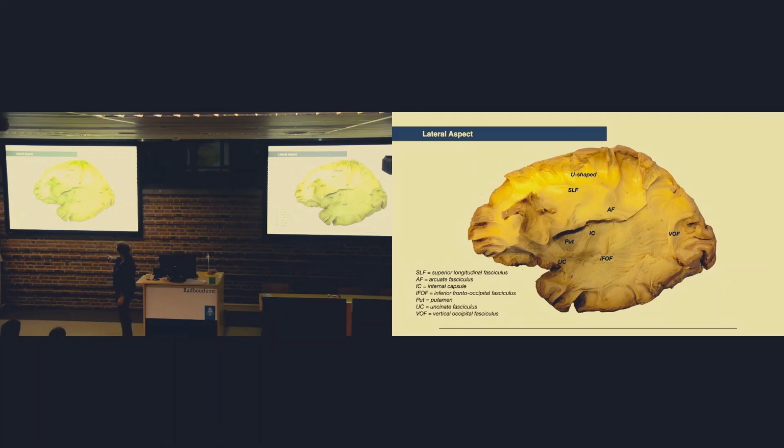Then we have the inferior fronto-occipital fasciculus that goes all the way from the frontal lobe through the external extreme capsule here, which is a bottleneck area, and then it nicely fans out into the occipital lobe. Then here we have the uncinate. Uncinate means hook, and it has that name because it hooks the orbitofrontal to the anterior temporal.